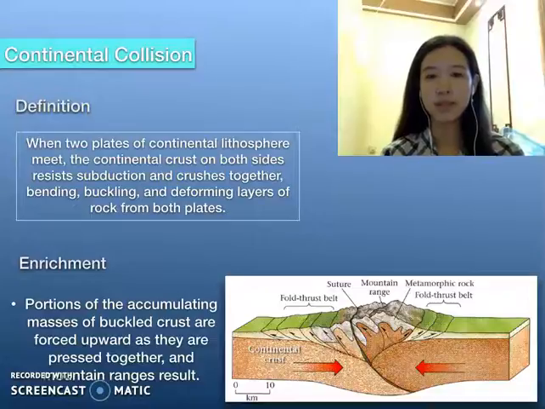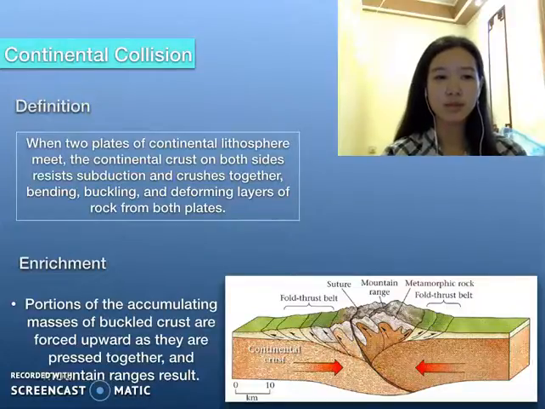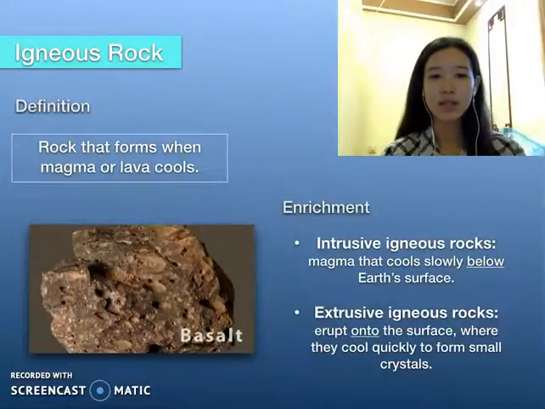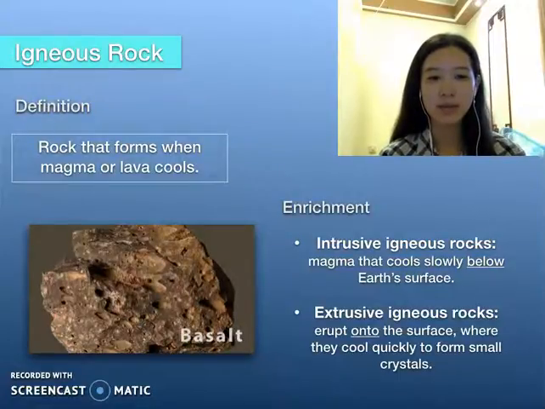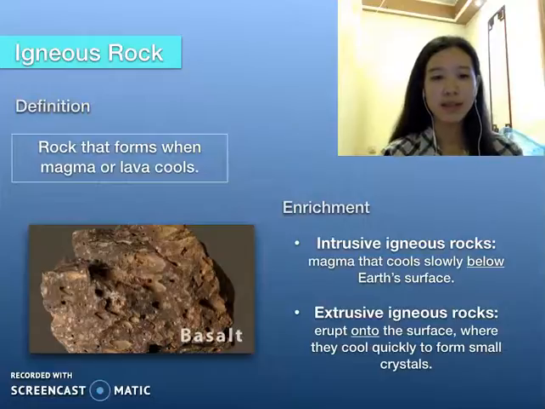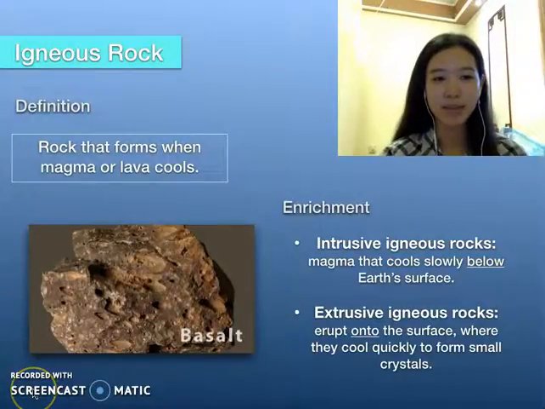We just talked about plate tectonics. We talked about the composition of Earth. Now let's talk about rocks. There are three total types of rocks on Earth. The first type is igneous rock. Igneous rock is the rock that forms when magma or lava cools. So you can find igneous rocks near volcanoes. And here's a picture of a type of igneous rock.